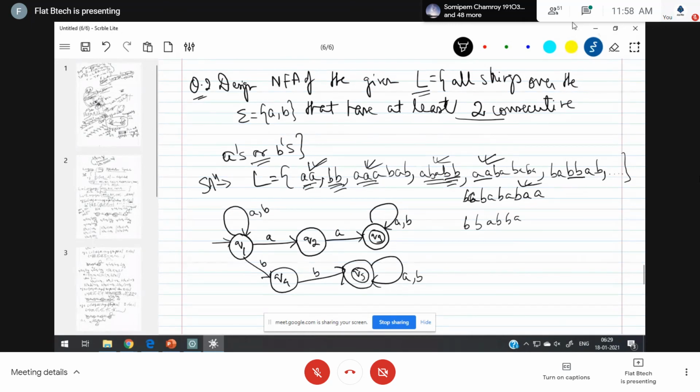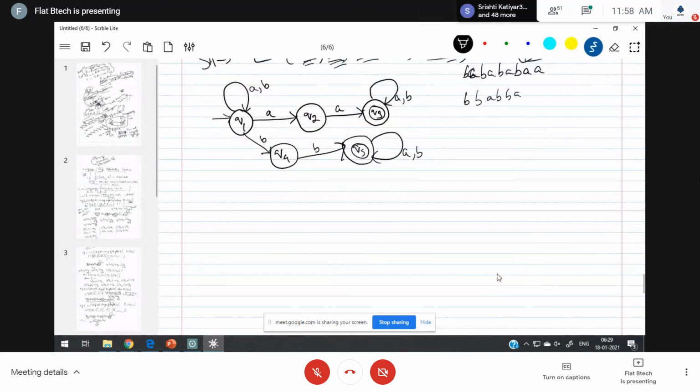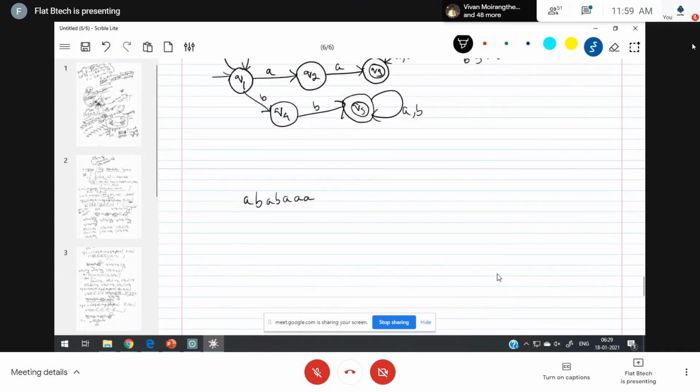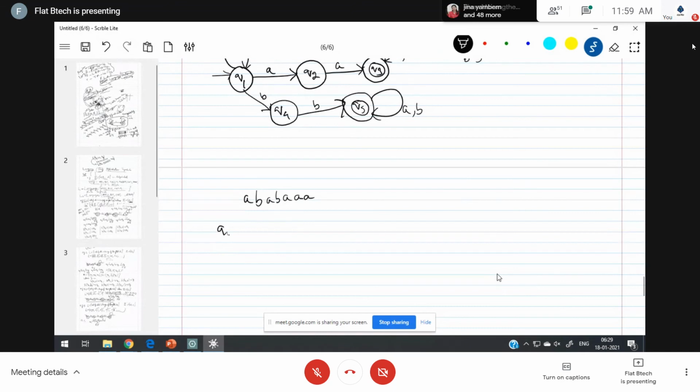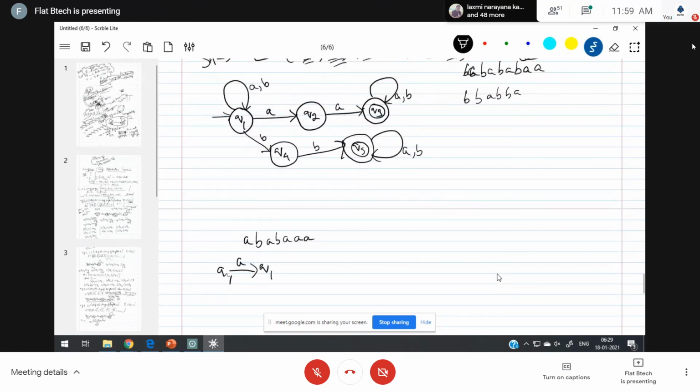Okay, so let me check the acceptability. Let me consider A, B, then AA, triple A. This has to be accepted because double A is there. Let me check from the initial state Q1. On A, two possibilities are there: one is Q1 itself, another one is Q2. From Q1, on B, how many options? Q1 itself, then Q4. Then the next one is A. From Q1 on A: Q1 itself, then Q2.